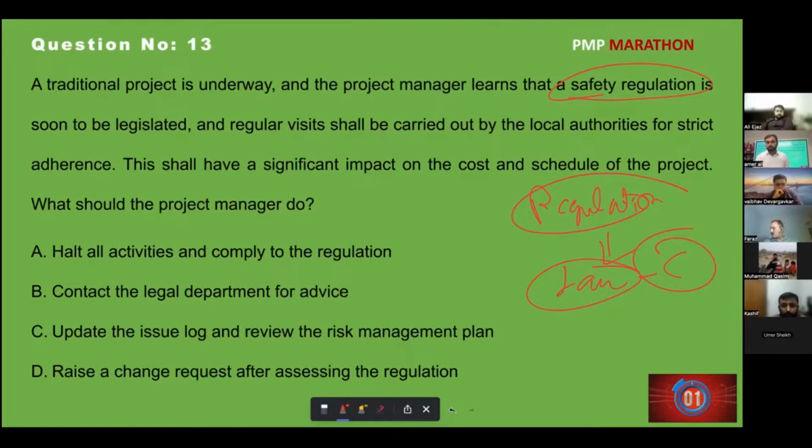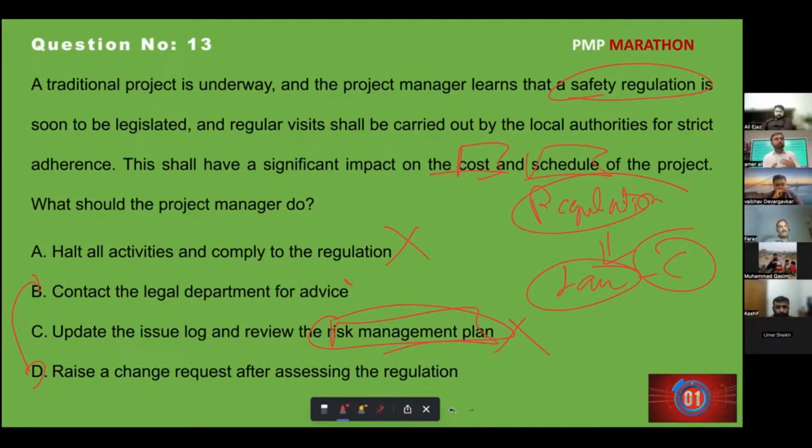Yes, thank you very much. Halt all activities, never. Update the issue log, review the risk management plan? The risk management plan has nothing about the risk itself, it's the process of how to do it. Contact the legal department? That comes this way: you need to raise a change request for assessing the regulation. Once the change request is raised, there will be a channel to go to the legal department. Whenever a problem comes that is going to impact your cost and schedule, we need to raise the change request.